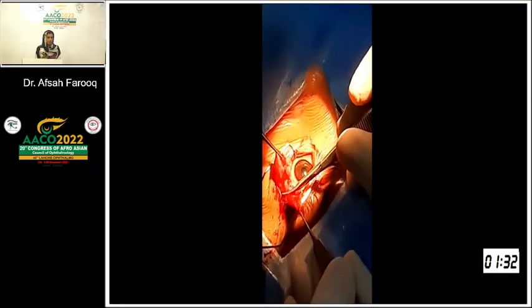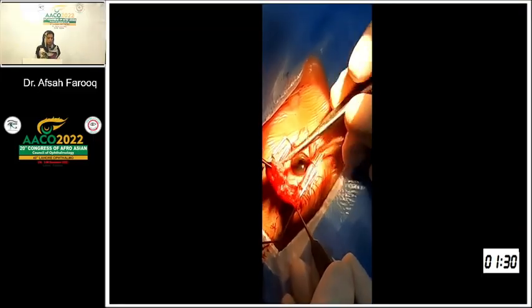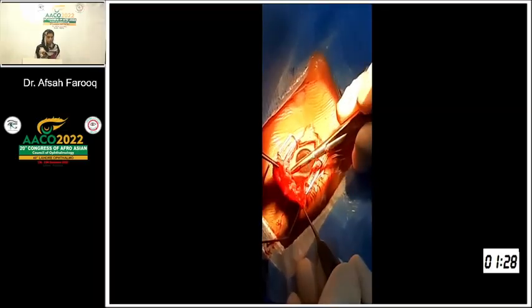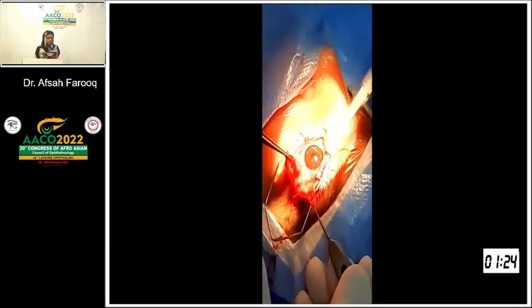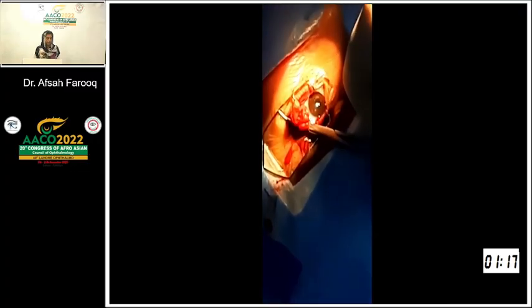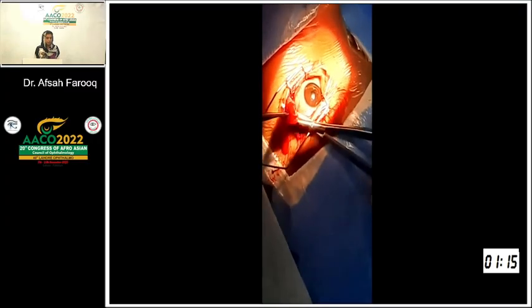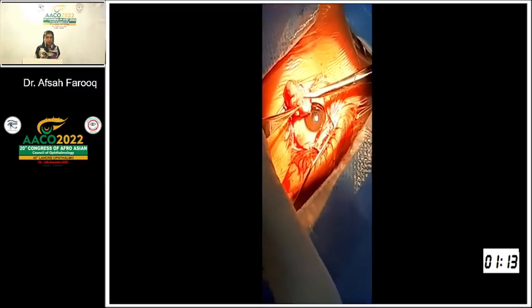Then the superomedial extension of the mass was cut. And likewise the inferomedial extension of the mass was cut. Then the root of the mass was clamped, as it is a highly vascularized tissue, and then it was cut. The rest of the stump was allowed to retract back behind the conjunctiva.